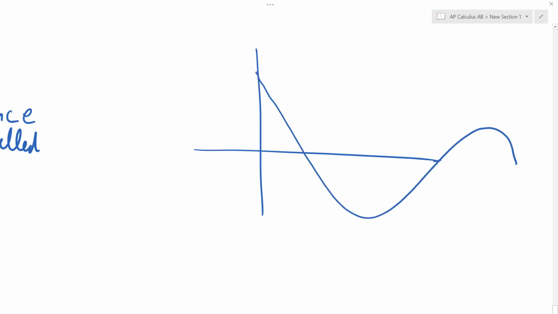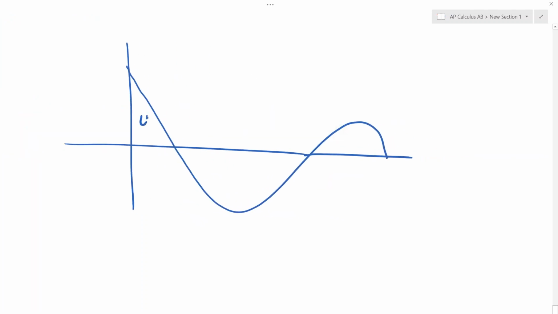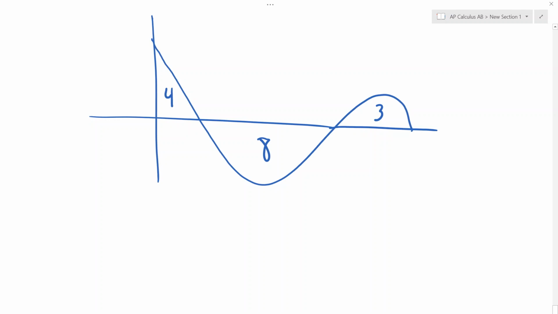But let's say this was our velocity curve. If the area in here is 4, if the area in here is 8, and the area in here is 3. Does it make sense? Now, again, this is velocity. It's telling us that we move forward 4, backwards 8, forwards 3. Make sense? I don't know where I started, so I don't know my position at any time right now, but I know how I moved.